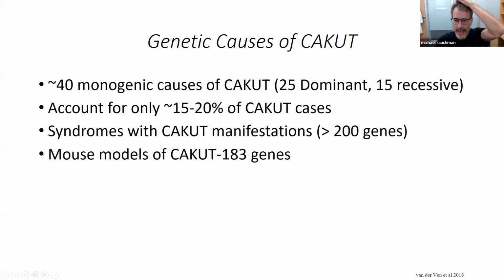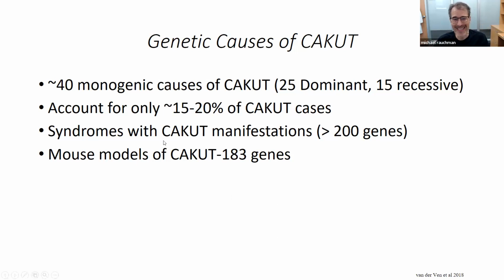So to date, we know there are about 40 monogenic causes of congenital anomalies of the kidney. Monogenic meaning a single gene is mutated and is responsible for that problem, just like ASXL mutations can cause these syndromes as a single gene syndrome. But it only accounts for maybe 15 or 20% of cases. So there are a lot of genes yet to be discovered that cause these anomalies of the kidney.